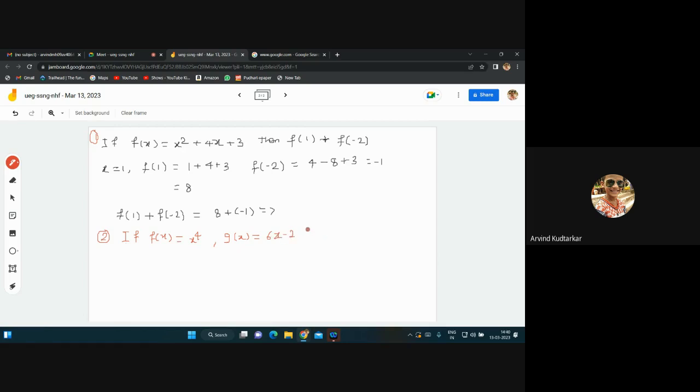6x minus 2. Then find g of f of x. G of f of x means what? Composite function of x. So two functions are given, that is f of x and g of x. We need to find the value of the composite function. Okay, see here. Two functions are given and we need to find their function of function, which is called a composite function. So in this case, g of f of x.